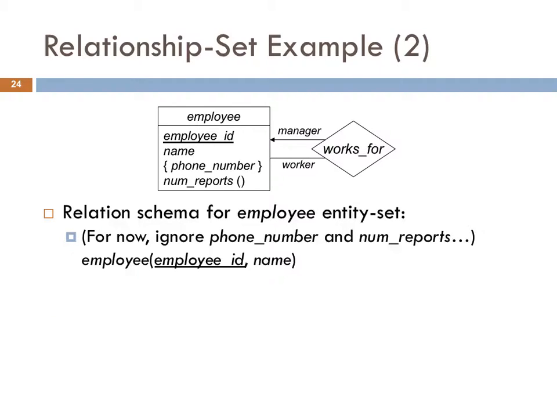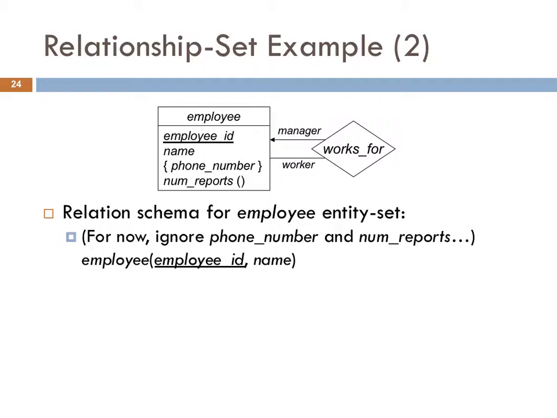All right, so relation schema for employee. So notice, we're going to ignore phone number and the number of reports. Typically, remember, do you guys remember what the parentheses mean? It means it's a derived attribute. It means you have to compute it from somewhere. So obviously, if you're going to do a derived attribute, it's not really possible in SQL to do that as part of a create table statement.